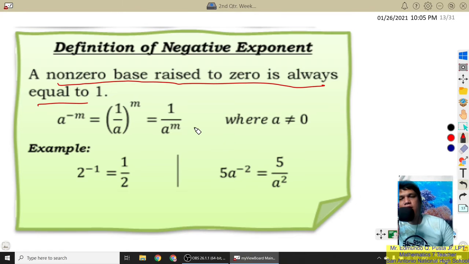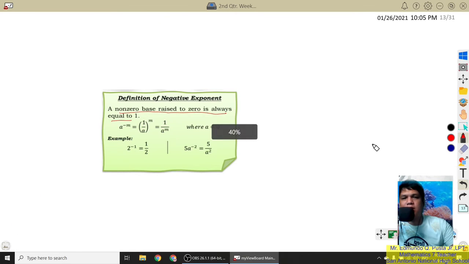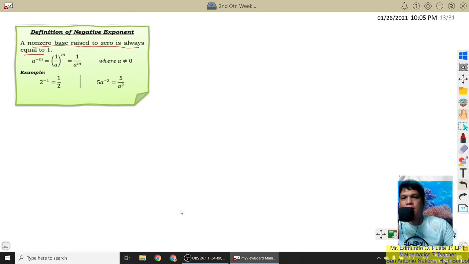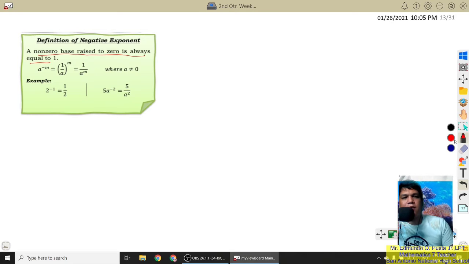Okay? So, let me have an example. Let me explain the example here. This will be the last for this topic. Okay, so we have 2 raised to any number, 2 raised to negative 1. Okay, yan, naging 1 over 2. Which is actually, in actuality, okay, paano naging reciprocal yun?